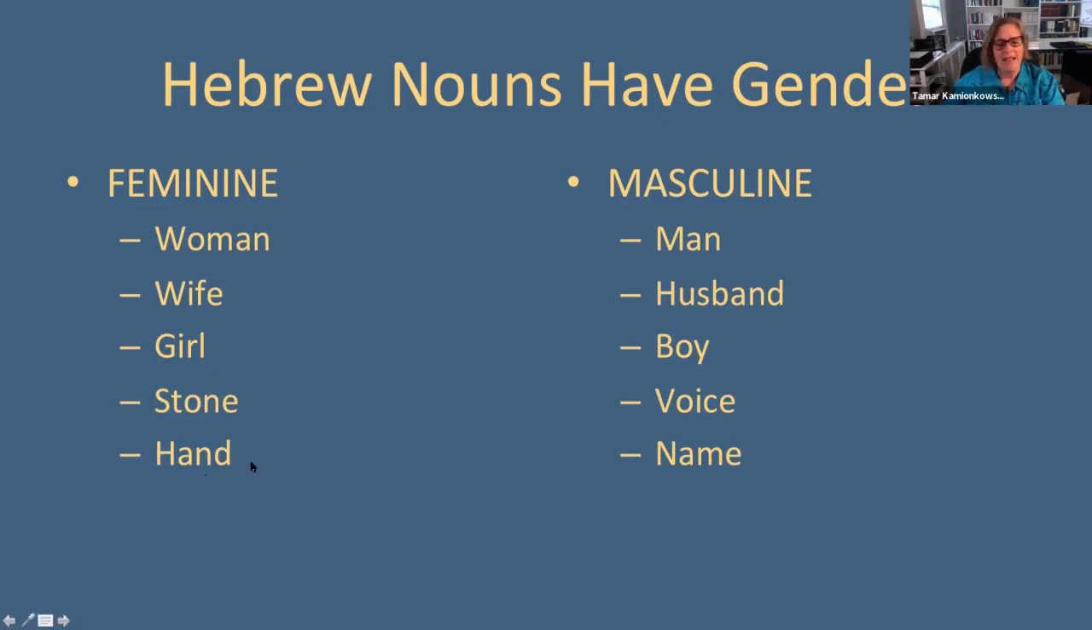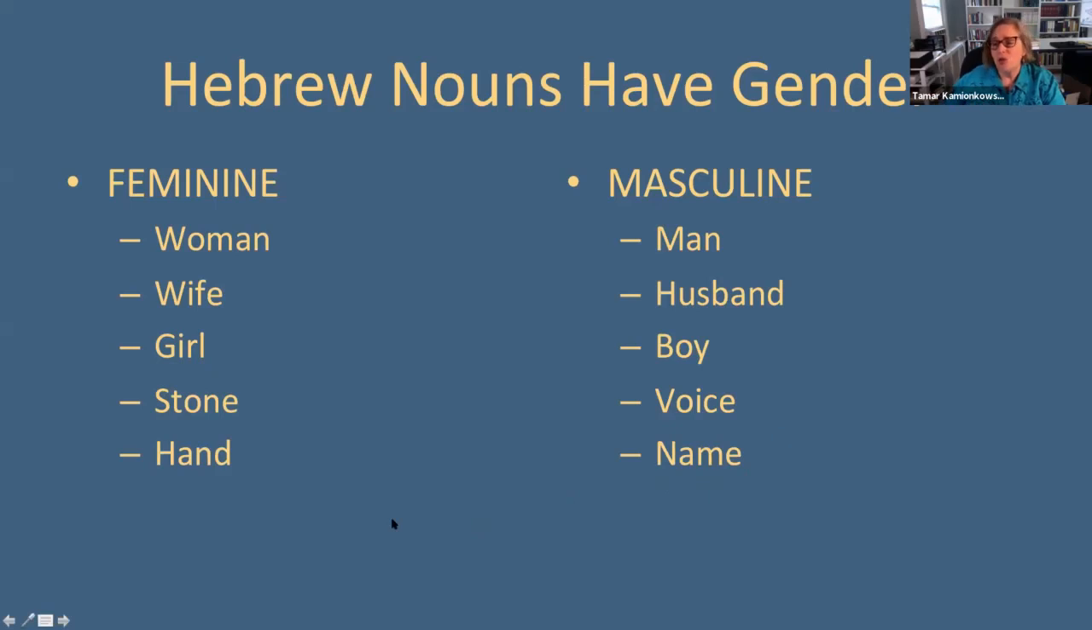The word for hand, yad, is assigned to the feminine category. Or the word voice, kol, is assigned to the masculine. The word for name, shem, is assigned to the masculine. So frankly, for most of the nouns that we have, it's not that obvious how something comes to be connected to masculine or feminine forms. And so it's a matter of learning new vocabulary and then learning whether it's masculine or feminine.